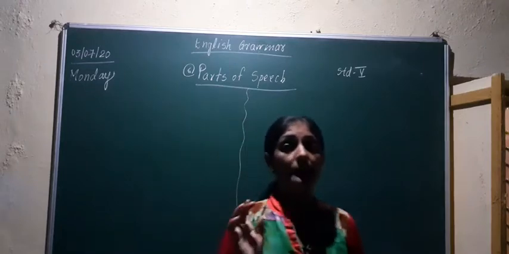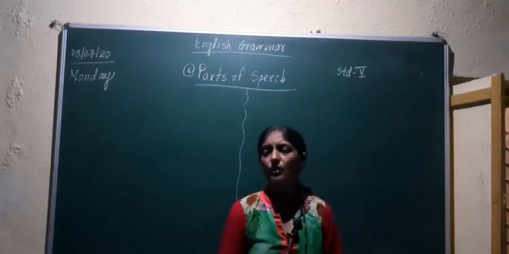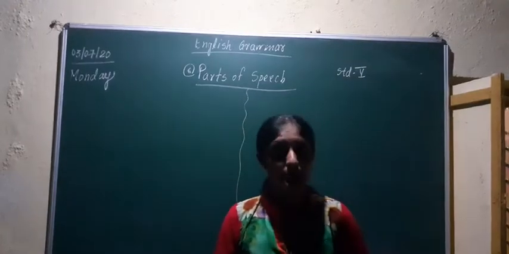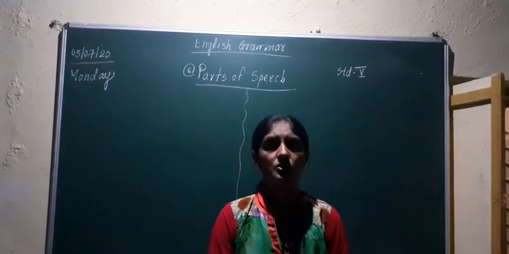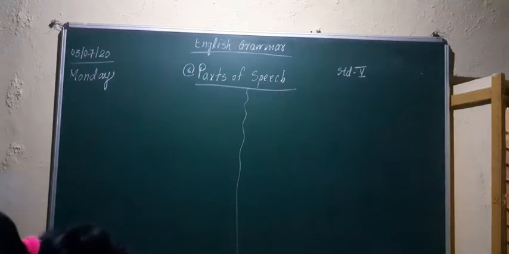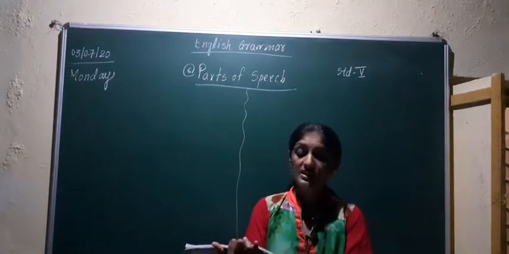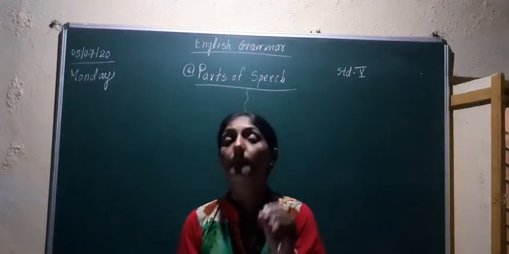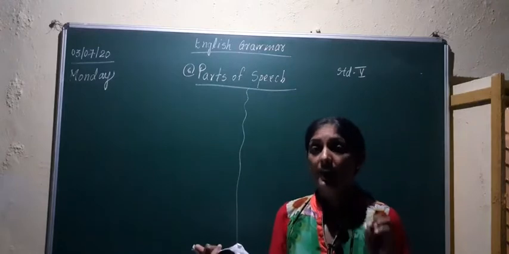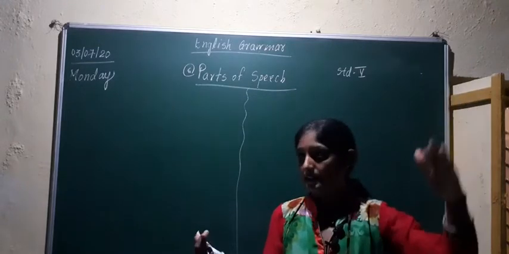In 4th standard we have studied 8 parts of speech. In the first lesson of 4th standard we have studied 8 parts of speech. Now what are these 8 parts of speech? Here it is told that a language, English language, is made up of a number of sentences.